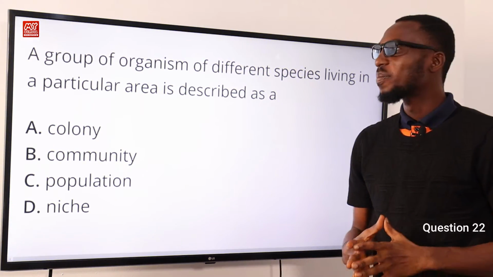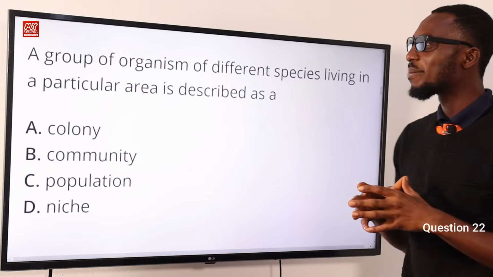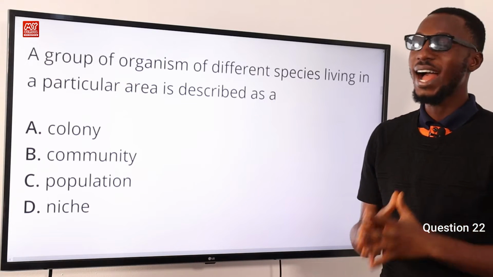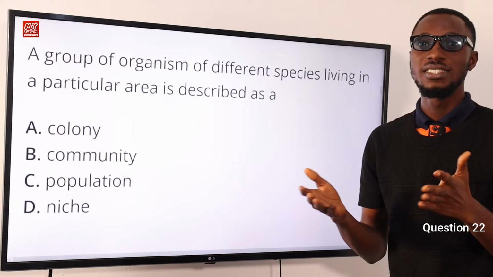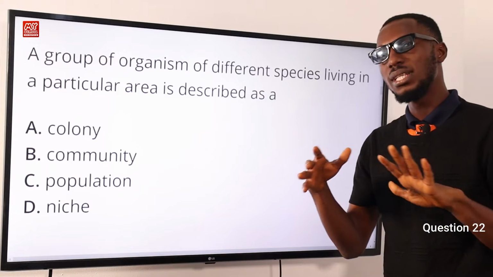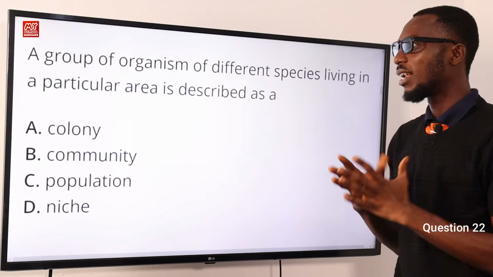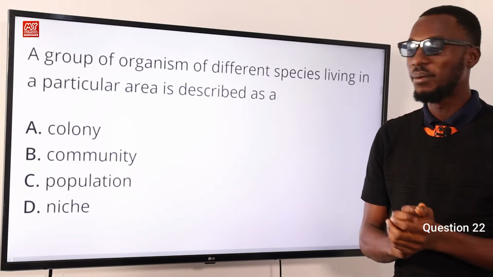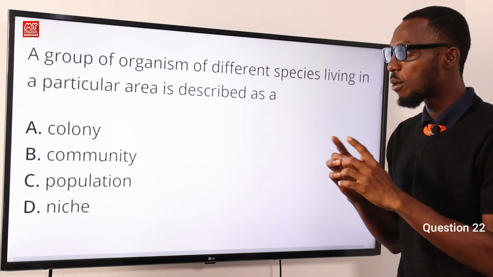Question 22. A group of organisms of different species living in a particular area is described as a what? That is described as a community. A community talks about a group of populations that contains two or more different species living together in a geographical area at a particular time. So this definition best fits community.